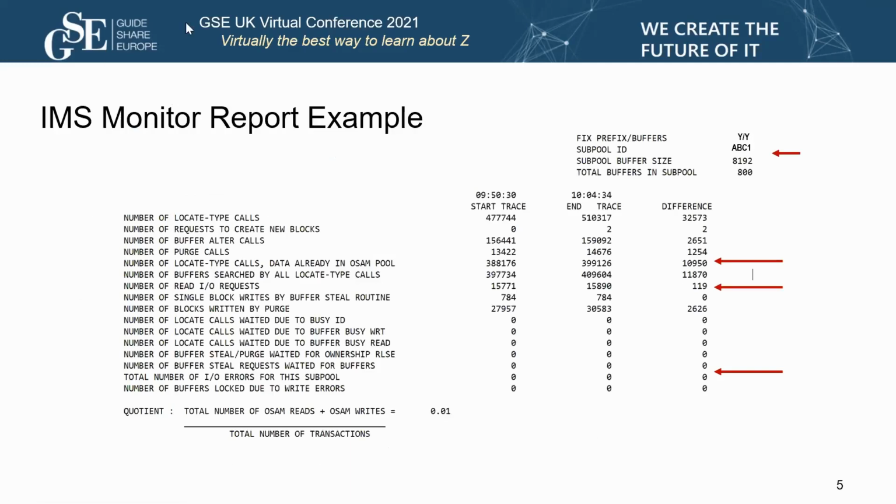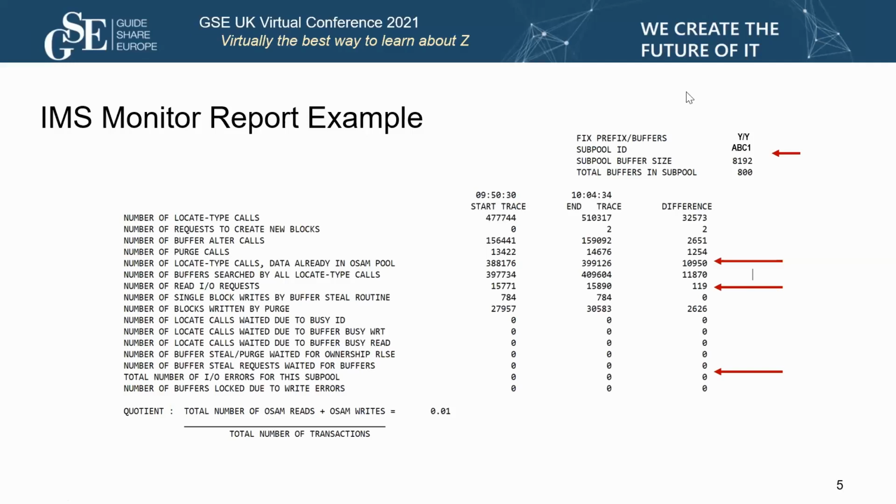Let's look at an example of an IMS buffer pool report. I won't go through all the fields in the report. I will simply point out some areas to look at. These are numbers that can be used in further analysis and can be used to create a spreadsheet, which we will get to shortly.